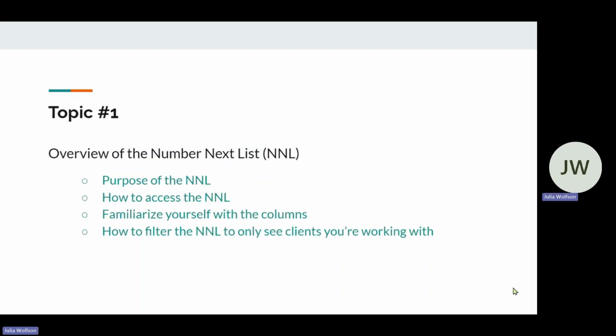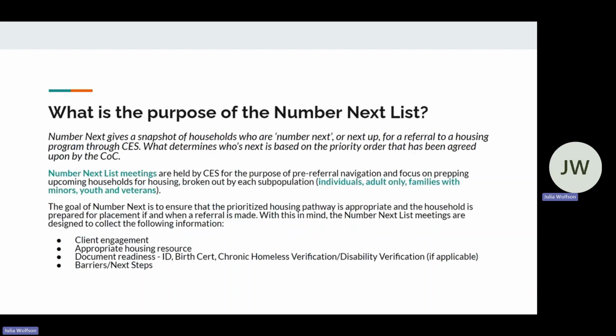So going right into topic number 1, an overview of the Number Next List. What is the purpose of the Number Next List? Number Next gives a snapshot of households who are Number Next, or next up, for a referral to a housing program through CES. What determines who's next is based on the priority order that has been agreed upon by the Continuum of Care. If you have any questions about priority order, please reach out to the CES team and we'll point you to our policies and procedures document, which outlines the full prioritization matrix.